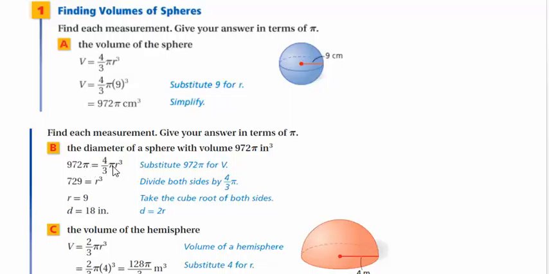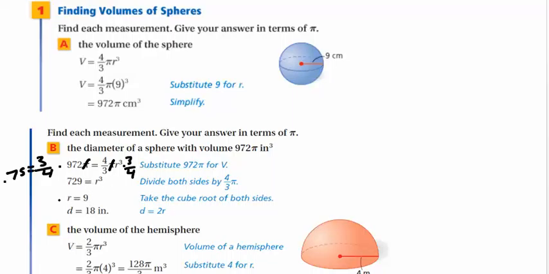Here, let me do that with my pen. Divide the pi from both sides, and then I would multiply both sides by 3/4, which is the same as 0.75 if you want. So if you multiply 972 by 0.75, then you will get 729 equals r cubed.